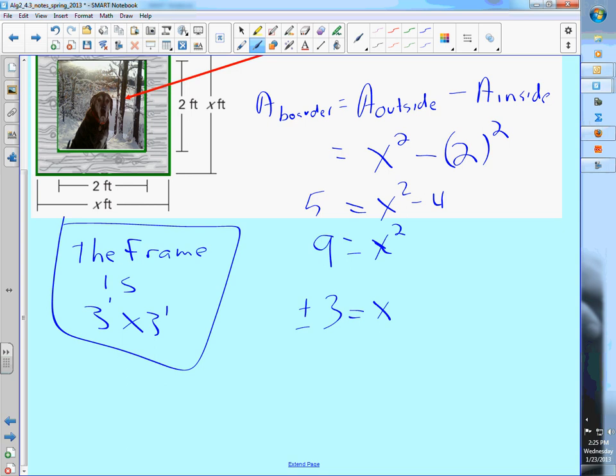Your answer is here. Your algebra is here. What would my other choice have been at this stage instead of adding 4? You could have subtracted 5 and set it equal to 0, and then factor. You would have got x plus 3 times x minus 3, and that would still give you the negative 3 and positive 3 answers. Good? Okay?